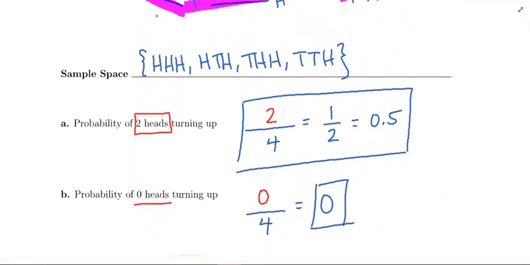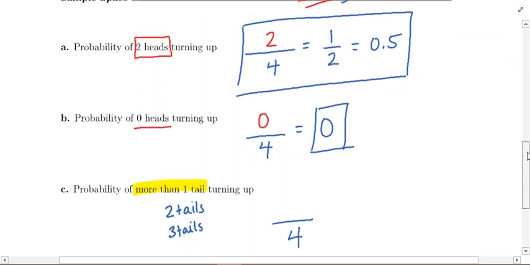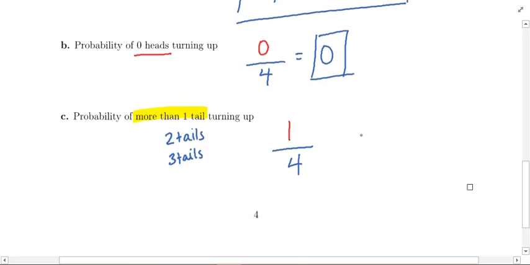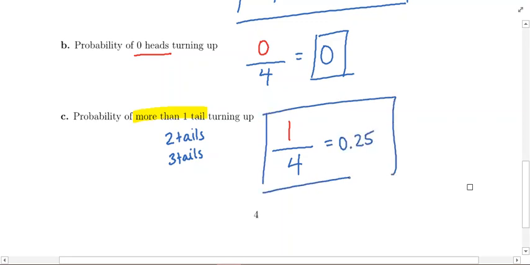Here I don't see any tails, so that doesn't work. Here, this only has 1 tail. This one, one tail, so that doesn't work because it's not more than one tail. This one fits the criteria. There's two tails there. So 1 out of 4 meet that criteria. So the probability is 1 out of 4, which is 0.25. All right, and that is how you do this problem.